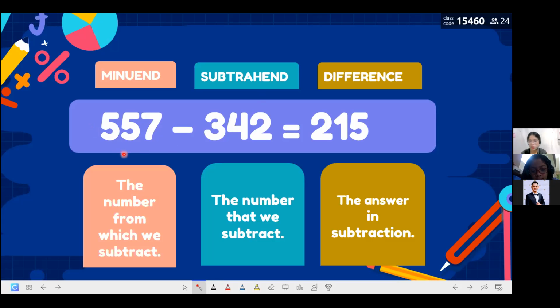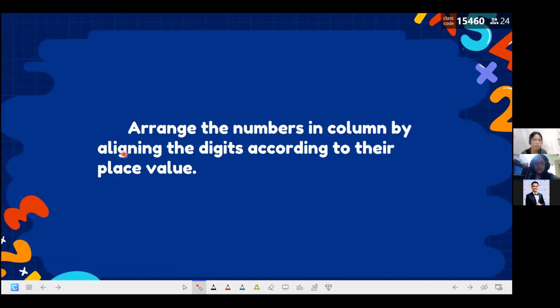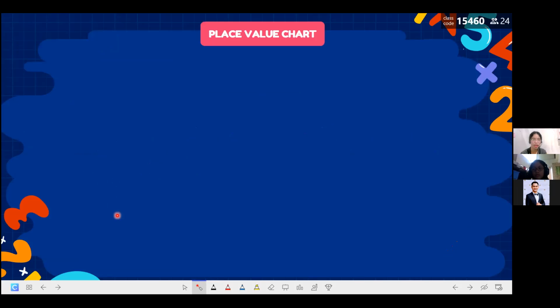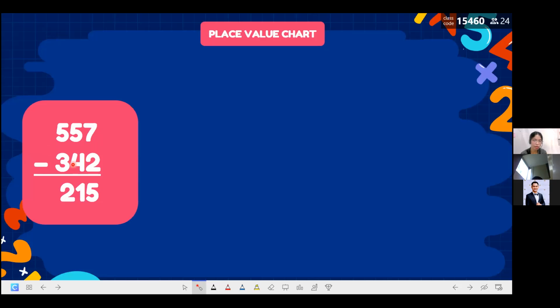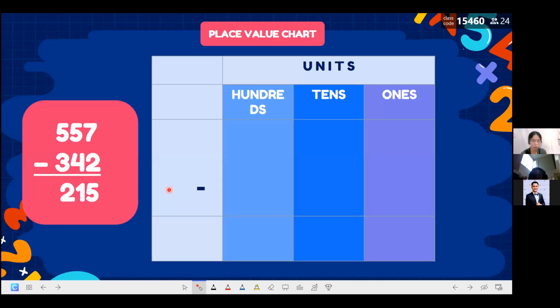All right. So we find the difference by arranging the numbers in column, aligning the digits according to their place value, like ones, tens, hundreds, and so on. Here I have prepared a place value chart for everyone so that we will have a guide. And this is the given earlier about Maria's problem. 557 minus 342 is equal to 215.